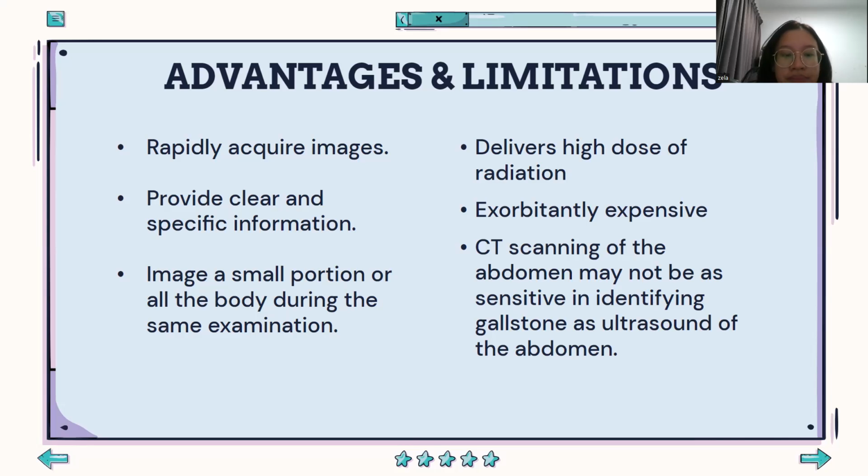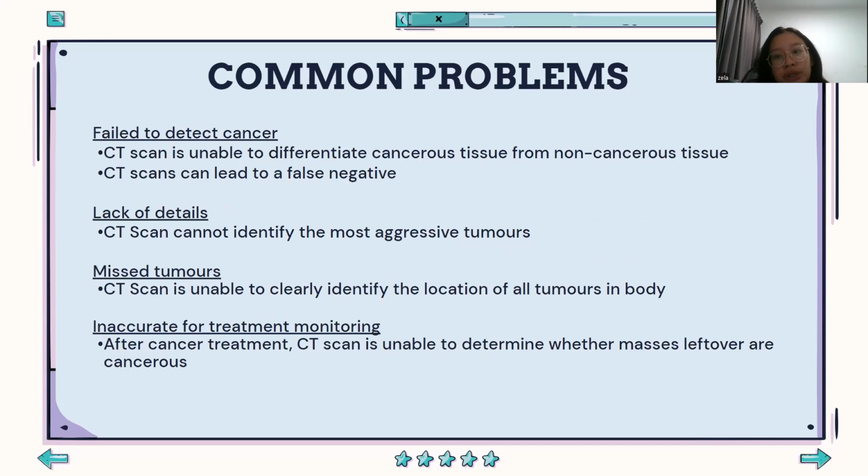And the last one is that CT scanning of the abdomen may not be as sensitive in identifying gallstones as ultrasound of the abdomen. Typical effective radiation dose in adults ranges from about 2 millisieverts for head CTs to about 8 to 10 millisieverts for CTs of the chest, abdomen, and/or pelvis. These doses are high compared to those of natural background radiation, which is about 3 millisieverts per year.